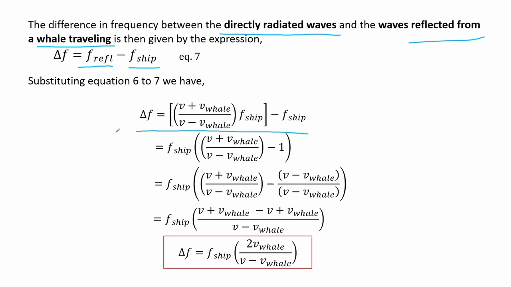We simplify this further by factoring out the f ship, and we get a minus 1 here. We then obtain this expression by setting the denominator as v minus v whale for both terms. So hence the numerator of the second term is v minus v whale, because this one is just equal to 1. Simplifying further, we eliminate the v here, and we get this expression here. This is now the difference in the frequency for the directly radiated waves and the waves reflected from a whale traveling. And that's it.